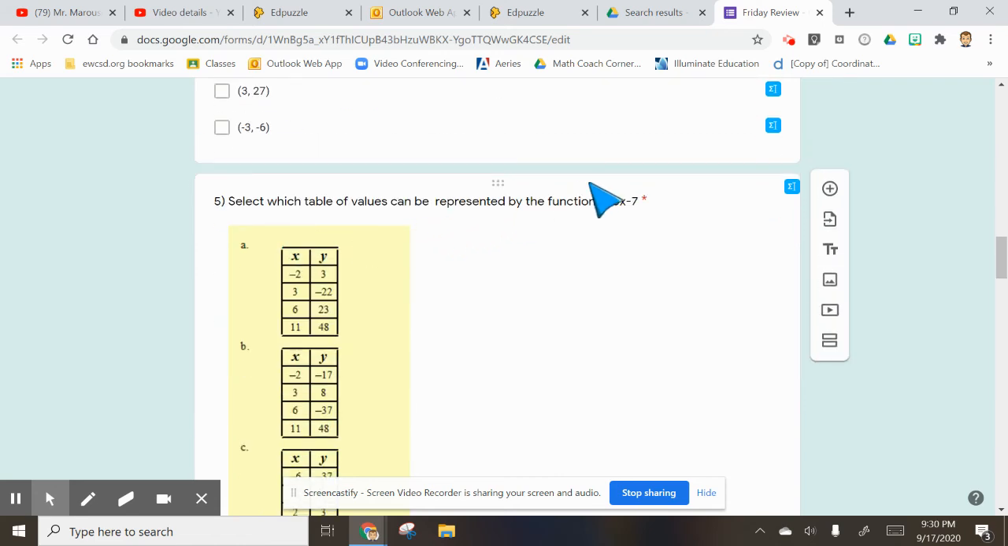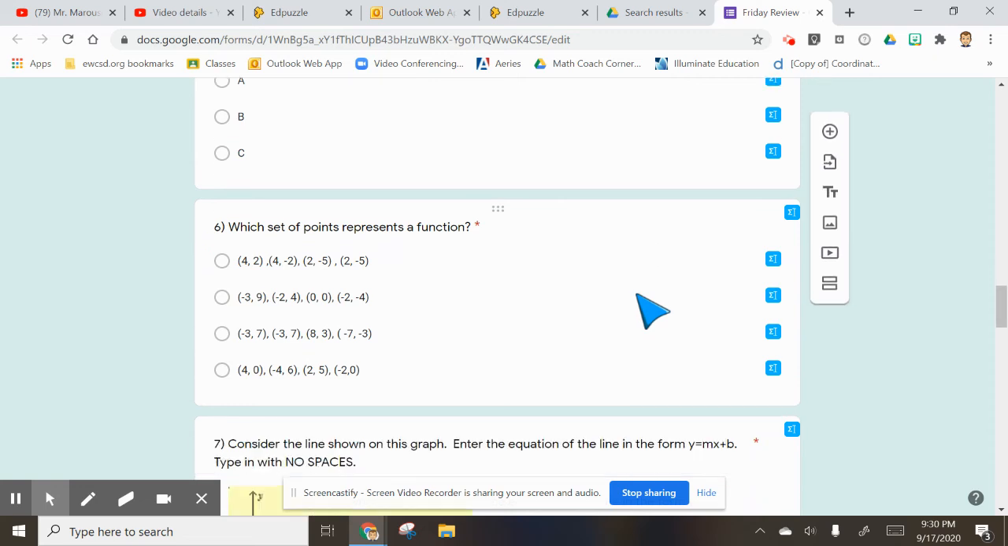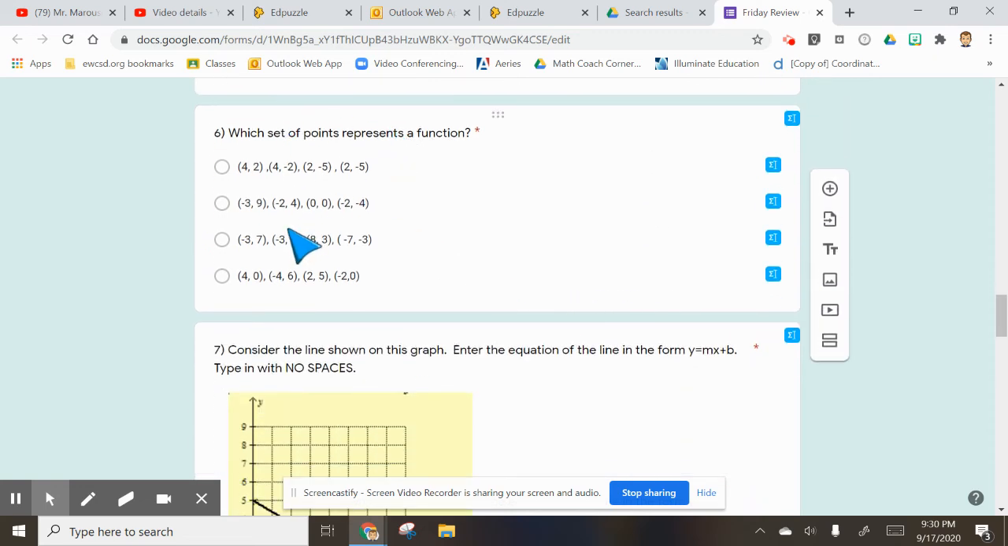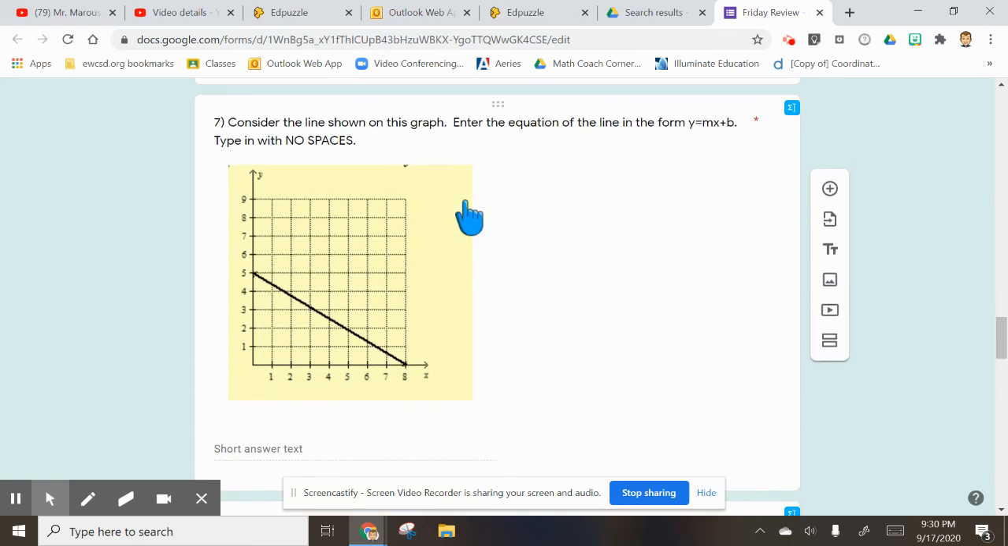Select which table works for this, okay? This one's a little more intense. You got to look at this. All right, plug in the coordinates to see if it works for your actual equation here. Which one of these represents a function? You should know this from today's lesson. If the x does repeat, it's not a function. If the x repeats, it's not a function.